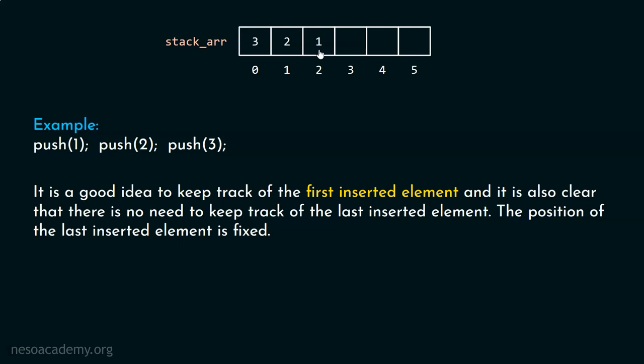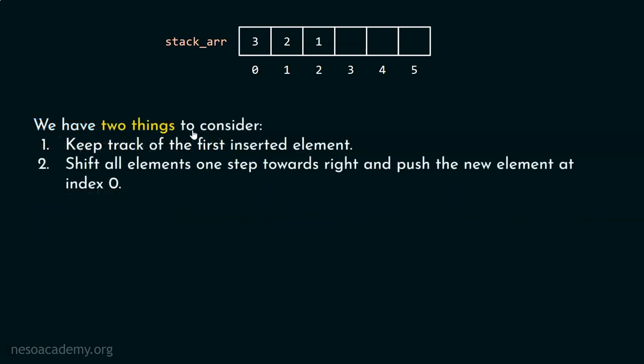I hope this idea is clear to you that we always have to keep track of the element whose position is changing with time. Here you can see that the position of the first inserted element is changing with time. That is why we have to keep track of the first inserted element. But there is no need to keep track of the last inserted element as its position is fixed. Correct? We have to consider two different things. First, we have to keep track of the first inserted element, and obviously we must shift all elements one step towards right and push the new element at index 0.